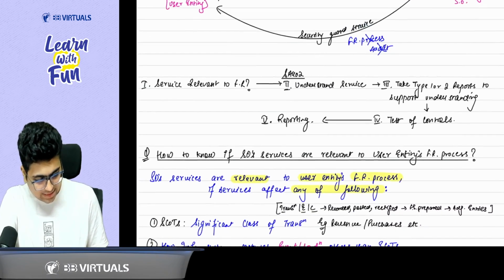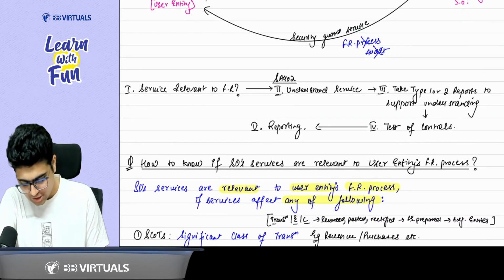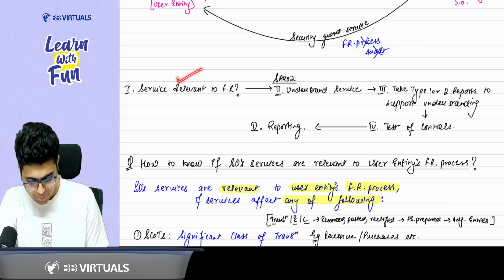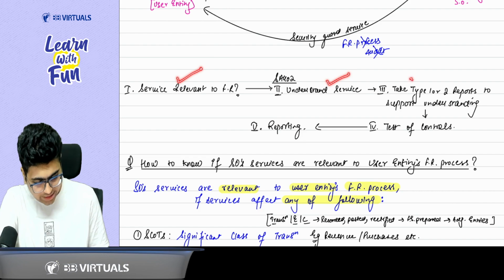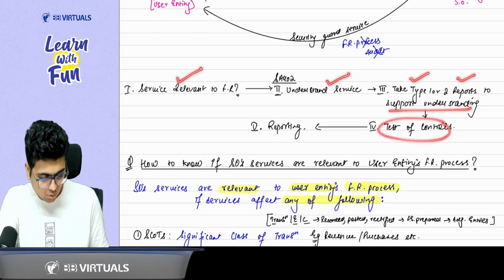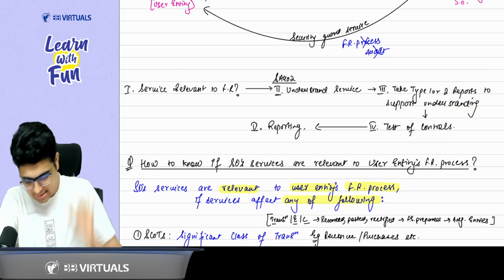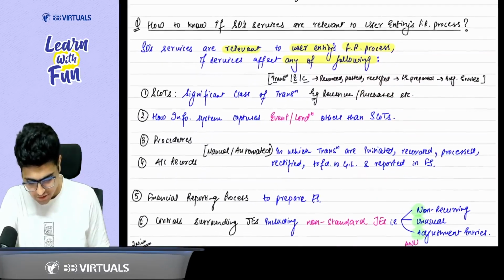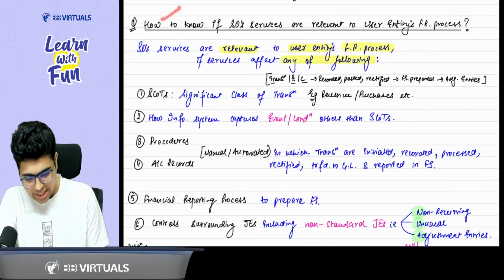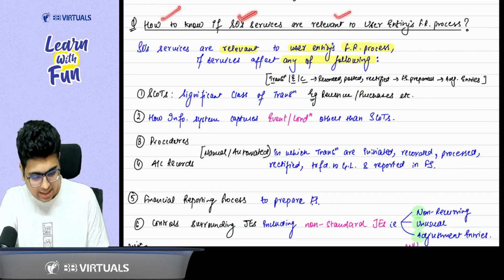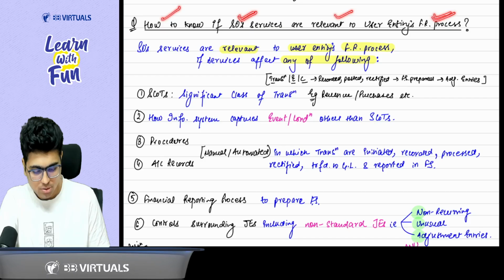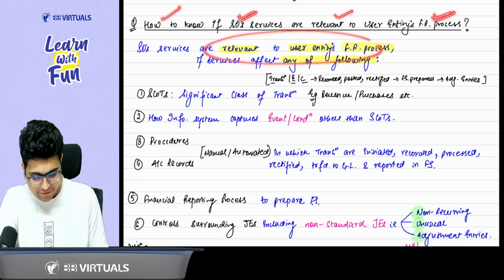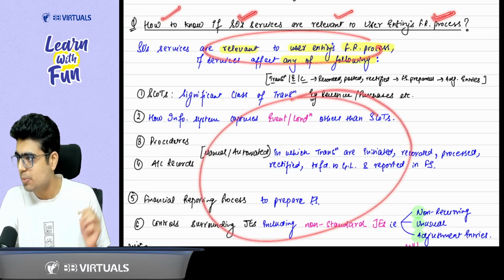So you can divide this standard into 5 parts. First of all, see whether the service is relevant to financial reporting. If yes, you can understand the service properly. For this, you can take a Type 1 or Type 2 report to support your understanding. Then you can do the test of controls if required. And lastly, we will discuss the reporting part. Clear, boss? Clear, sir. So let's talk about the first topic first. How to know if the service organization's services are relevant to the user entity's financial reporting process. They will be relevant when they affect the whole financial reporting process.